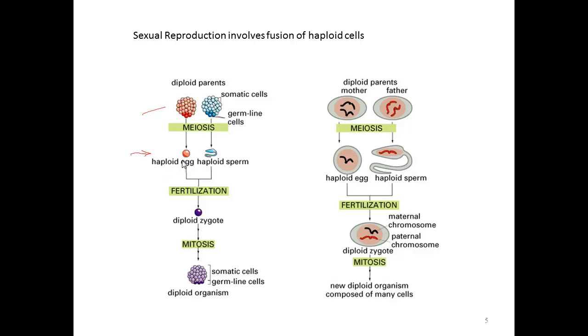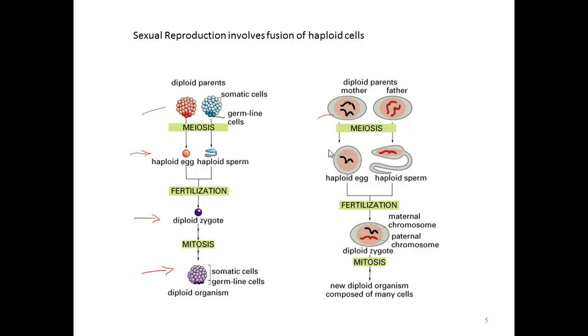The fertilization of these two reproduces a diploid zygote, which can then give rise to another diploid organism producing diploid cells, and then creating a new completely unique set of germline cells for further opportunities for reproduction. Looking at making the comparison here, again, here are the diploid parents, mother and father.